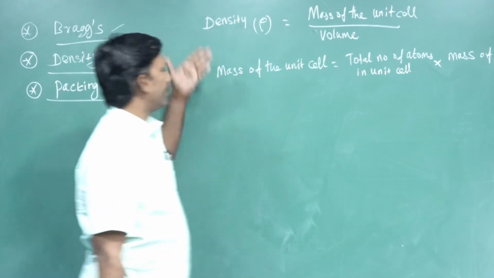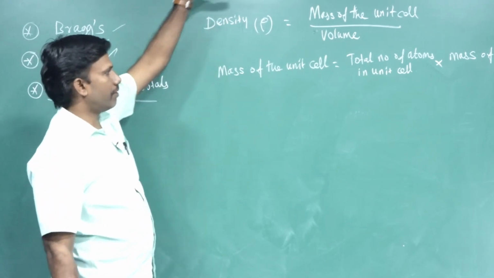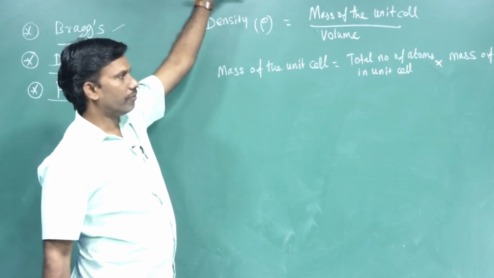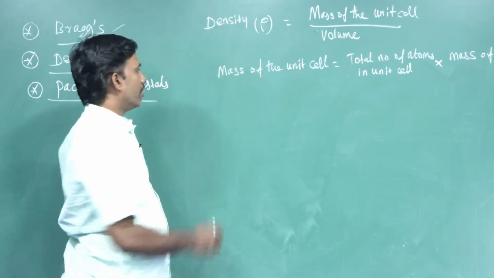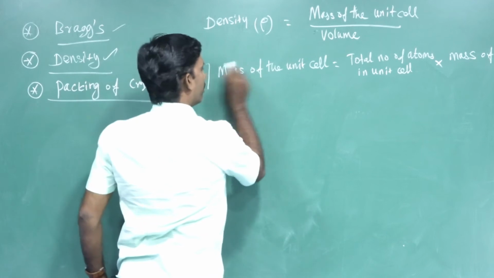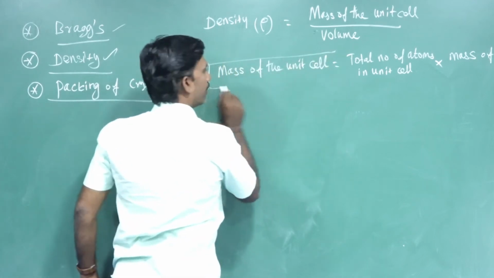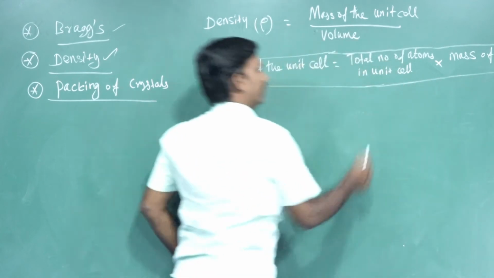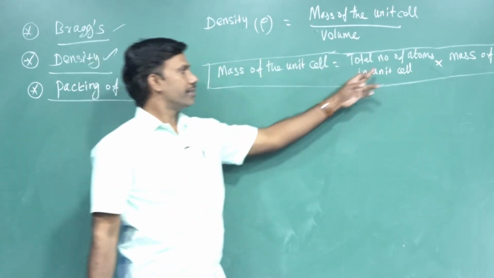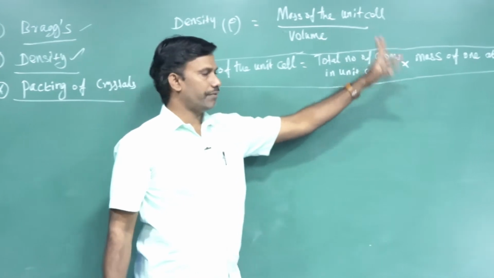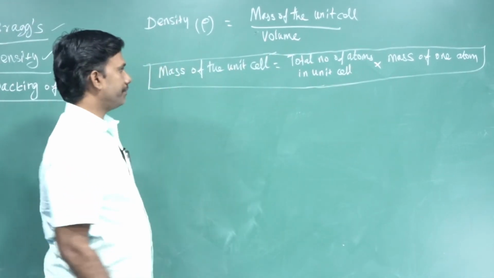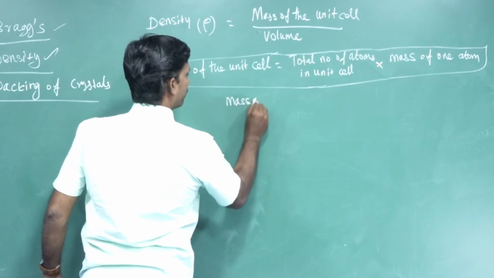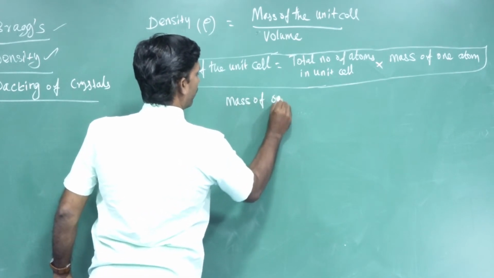So the density of the unit cell can be calculated as the mass of the unit cell divided by the volume of the unit cell. Then the mass of one unit cell can be calculated as the total number of atoms in a unit cell times the mass of one atom.